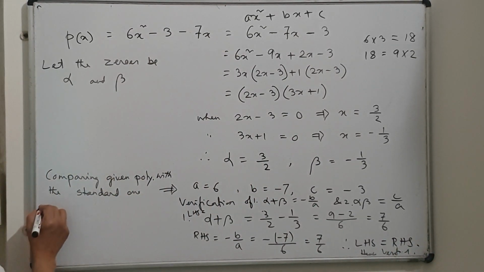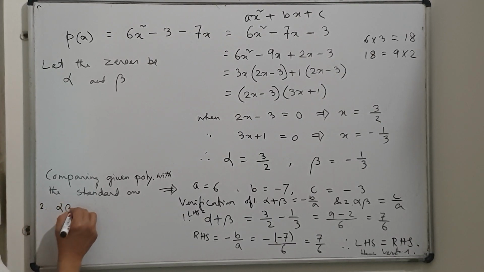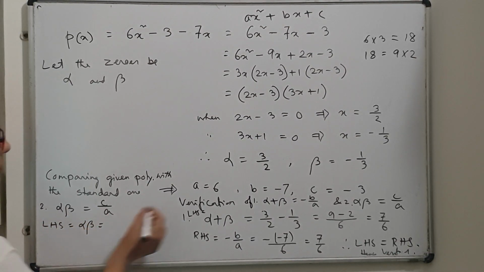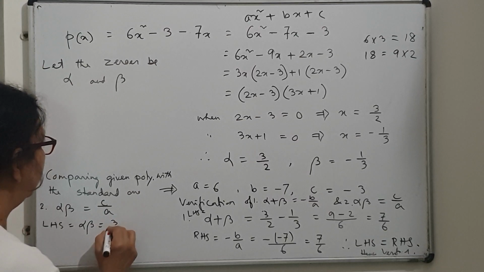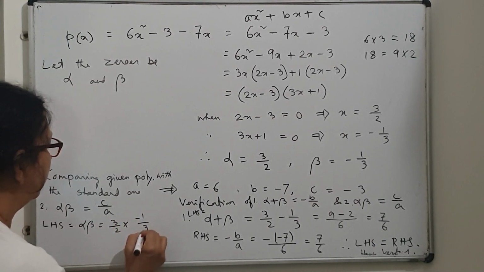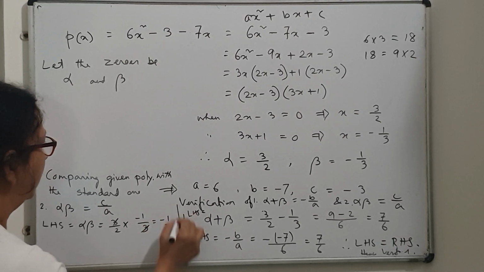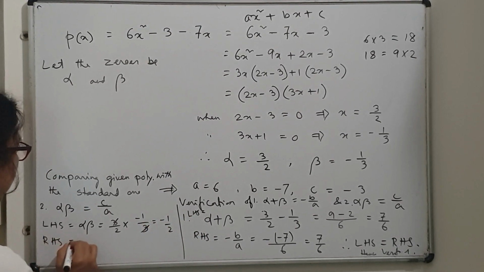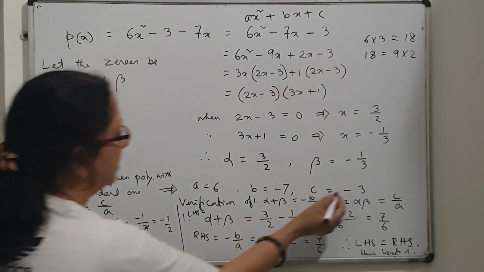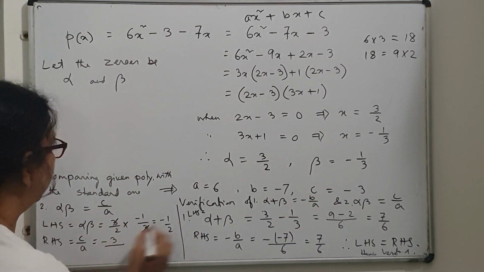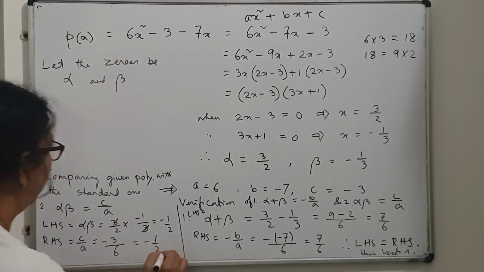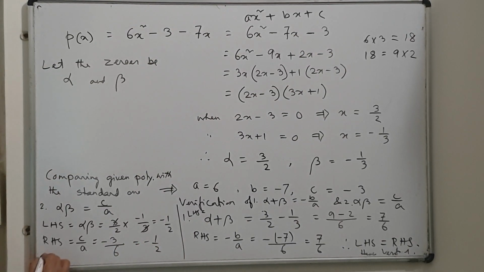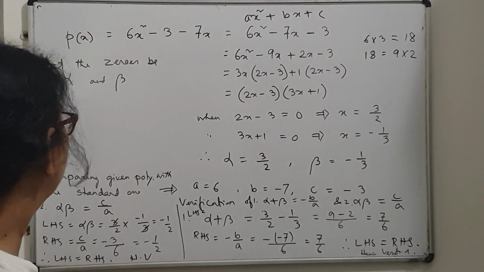For the next relation, that is alpha beta is c by a. Left hand side, alpha beta, put the values: 3 by 2 into minus 1 by 3, which is minus half. And RHS, c by a. What is c? c is minus 3 and a is 6. So it is minus half. So LHS is equal to RHS. Hence verified.